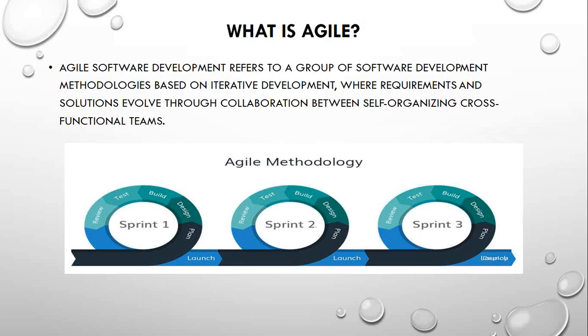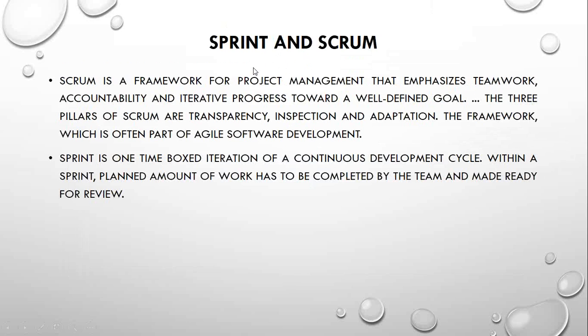Then they will ask you what is the best thing, why agile is famous, can you tell me about that. In agile we have something called sprint and scrum. This is very important. When talking about agile, just talk about scrum and sprint.